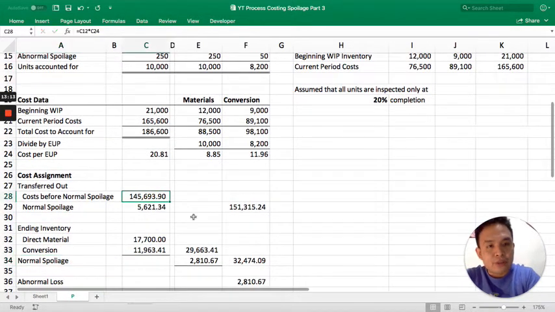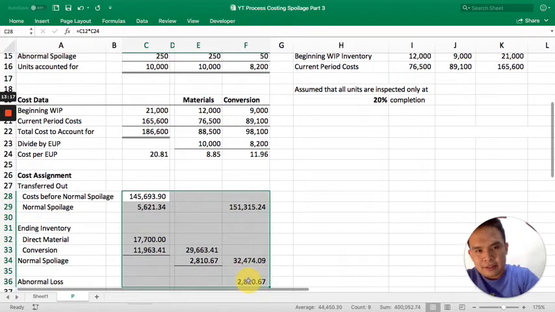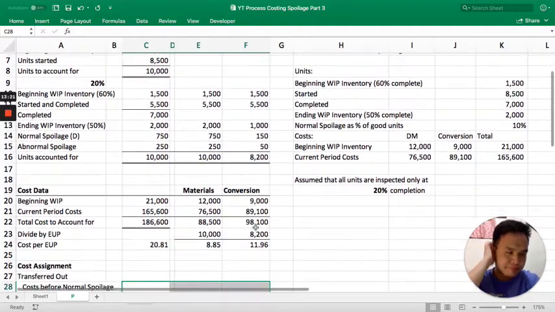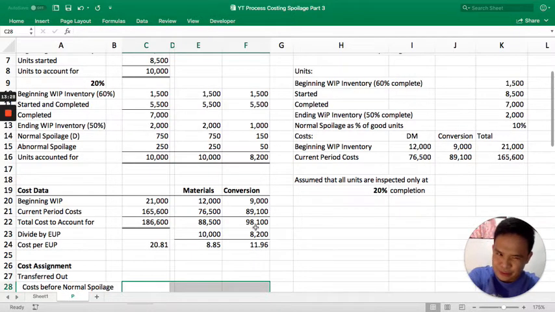What happens sa cost assignment? Meron ba tayong change sa cost assignment? Remember in the previous example, saan nga ba napupunta ang abnormal spoilage loss? Klaro talaga ang abnormal spoilage loss. Ang normal spoilage, sa previous example natin, pag 100%, always lahat ng normal spoilage ay mapapasok sa completed.